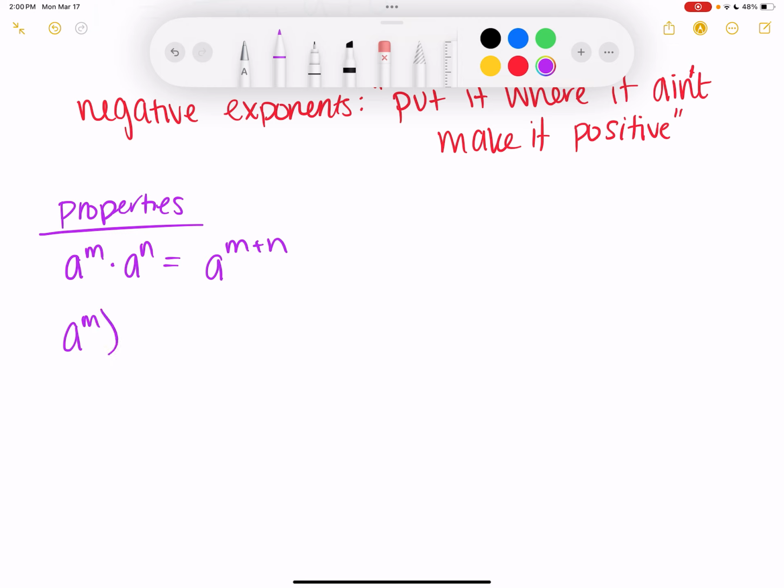A to the m raised to the n is equal to a to the m times n.